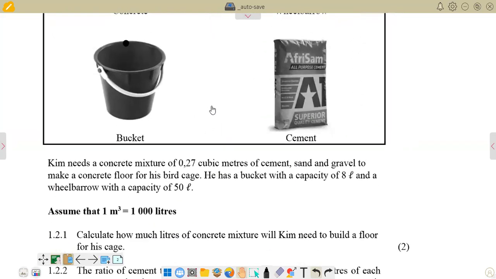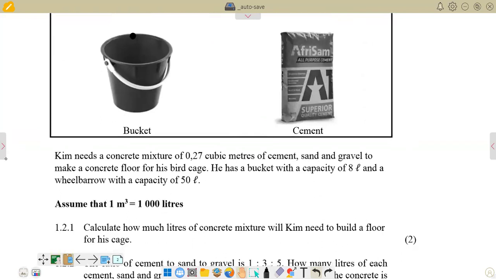Then we've got information which reads: he needs a concrete mixture of 0.27 cubic meters of cement, sand, and gravel to make a concrete floor for his bedroom. He has a bucket with a capacity of 8 liters and a wheelbarrow with a capacity of 50 liters. So assume that 1 cubic meter is equal to 1,000 liters. Very important to take note.